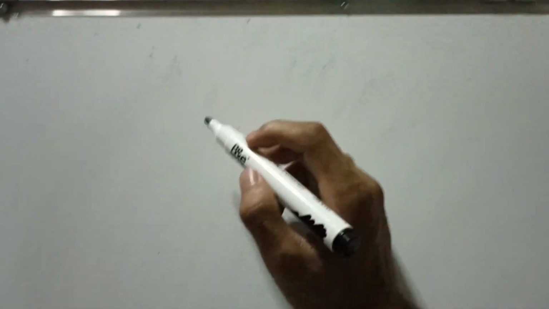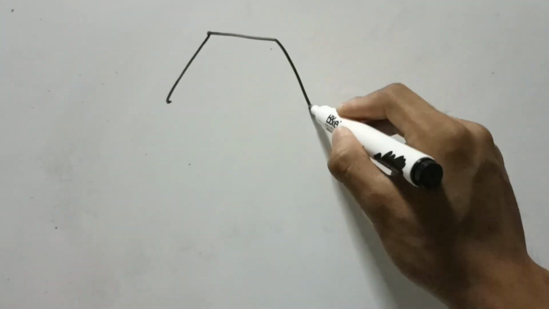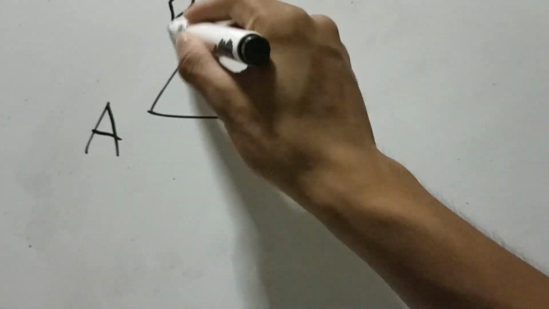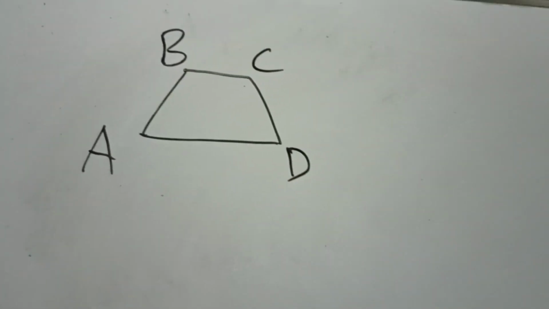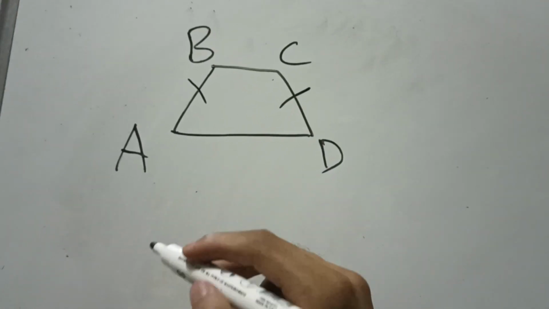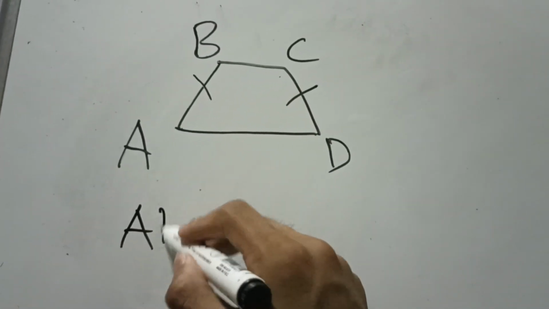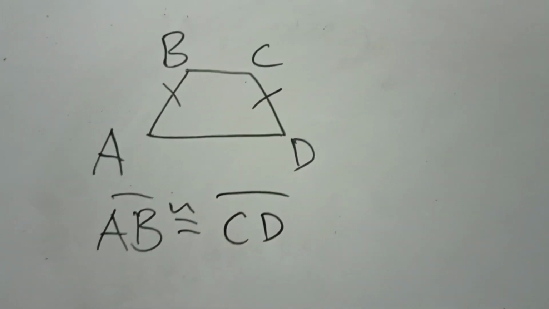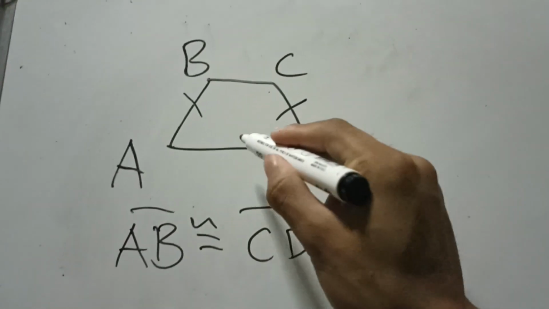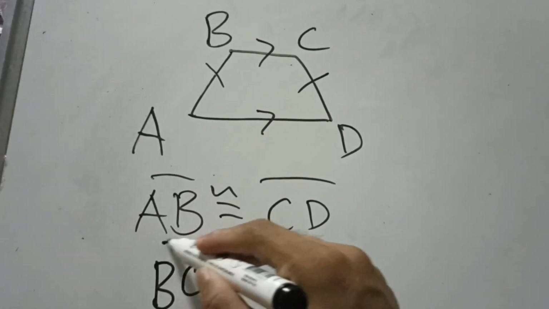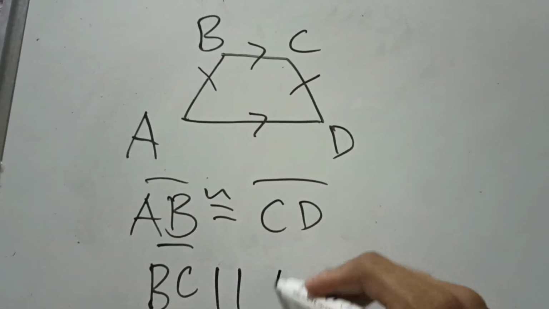Now let us focus on the properties of an isosceles trapezoid. First, let us make a picture. This is an isosceles trapezoid. We will call this A, B, C, and D. First, the legs are congruent. That means line AB is congruent to line CD. Next, the bases are parallel. That means that line BC is parallel to line AD.